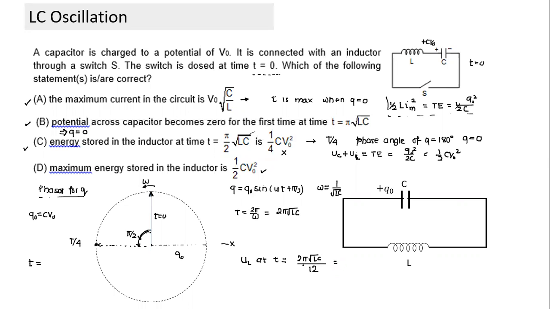This is the time. What is this time equivalent to? It's equivalent to T by 12. So how much angle will it rotate? Starting from here, in T it rotates 360 degrees, so in T by 12 it rotates by 30 degrees. So this phasor will come here. The charge has become root 3 by 2 of Q naught. So at this point, what is the energy stored in the capacitor? Capacitor is 3/4 and inductor is 1/4. So the energy stored in the inductor is 1/4 of the total energy.